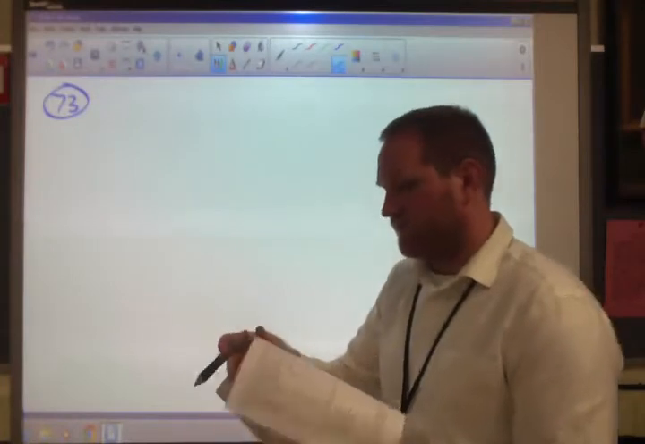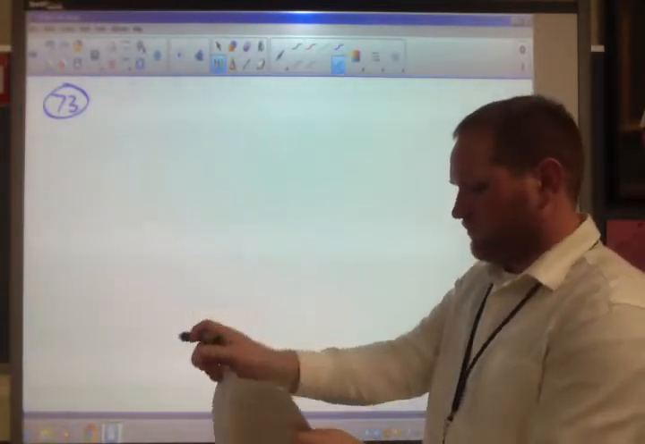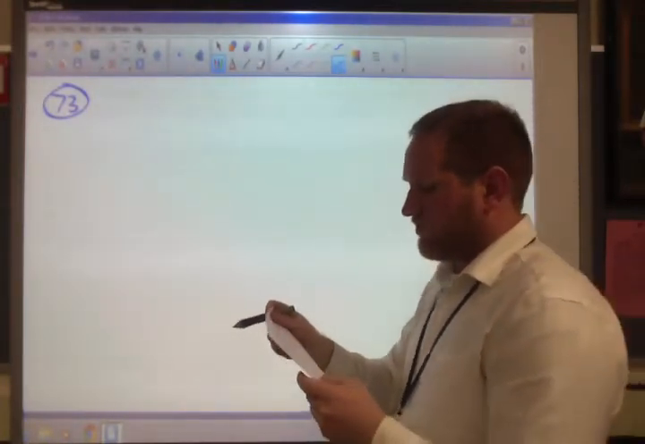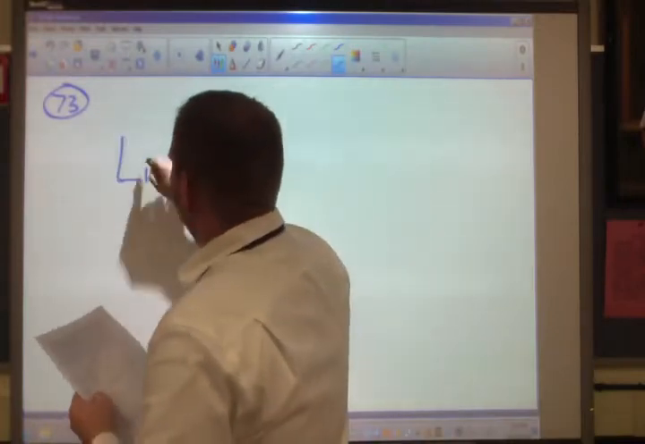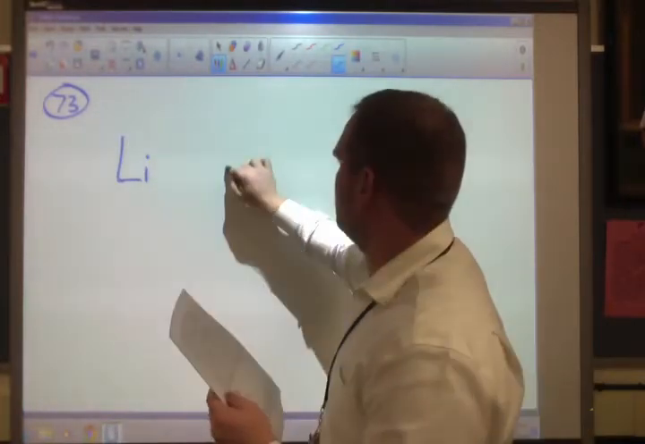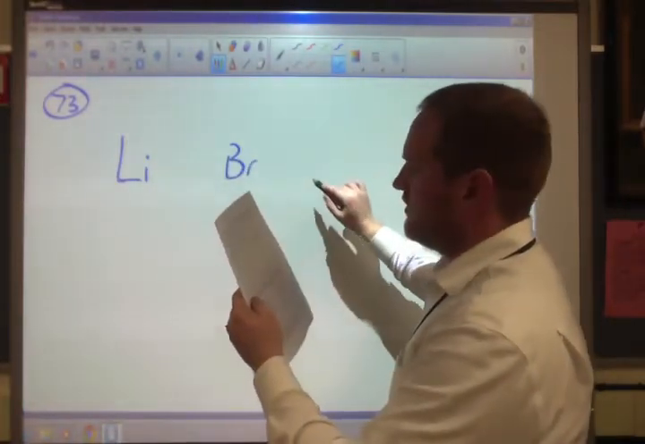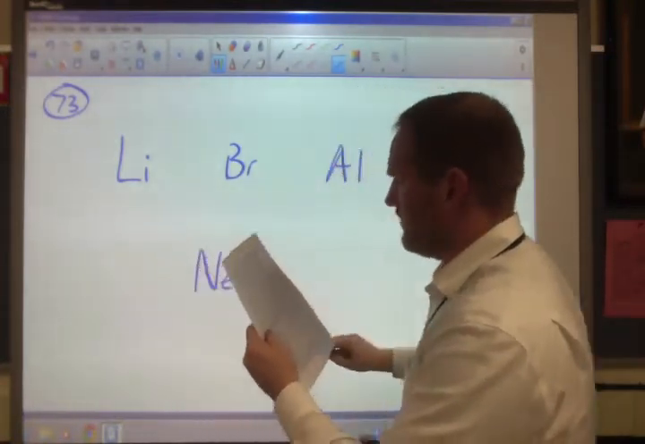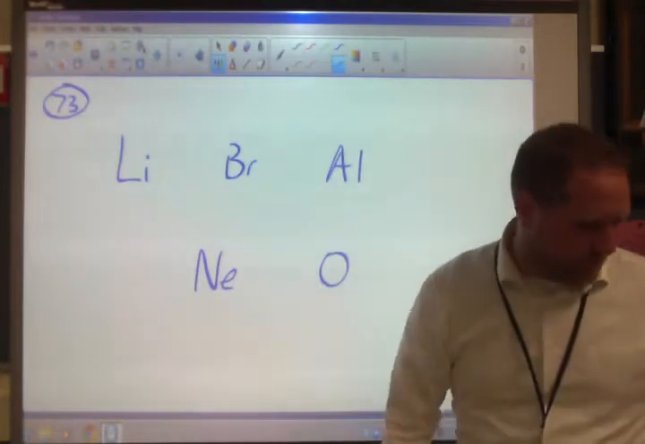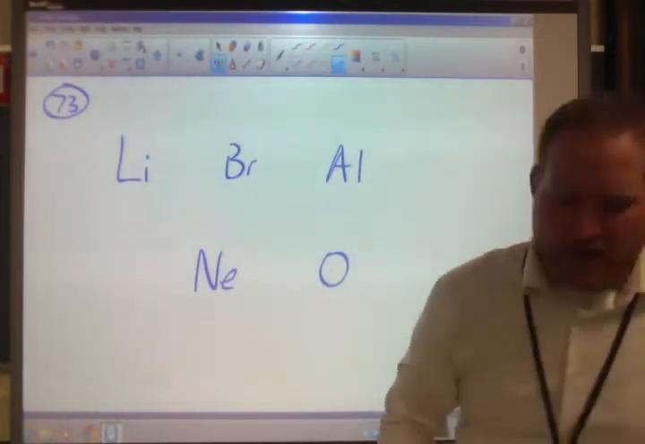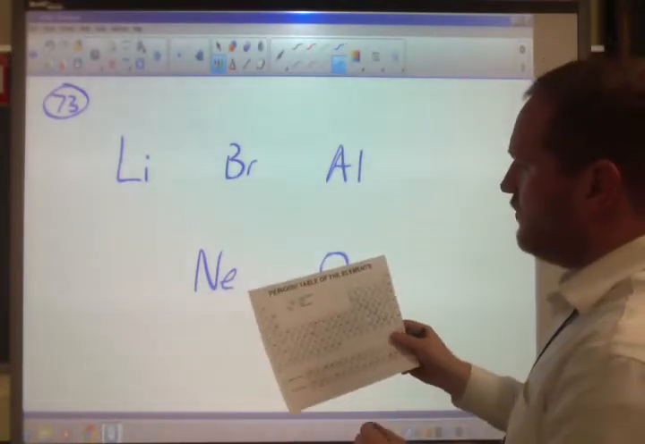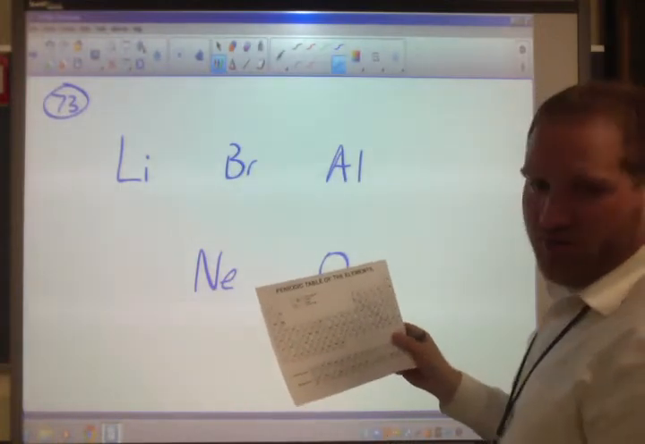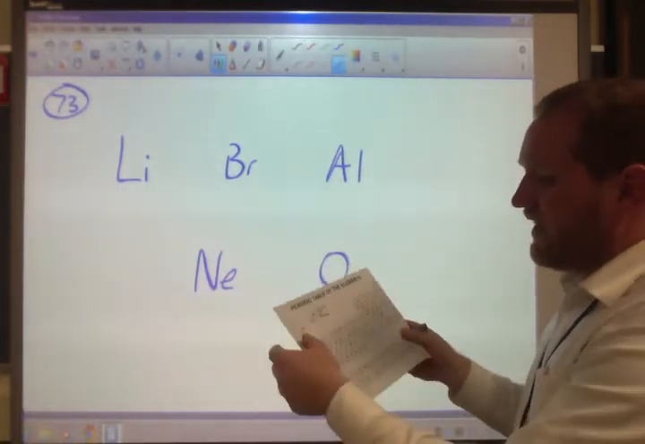73. Draw Lewis dot structures for the following: lithium, bromine, aluminum, neon, oxygen. So with this, you look at your periodic table, you have to identify the group, which tells you the number of electrons, and for this you should have them labeled 1A through 8A.